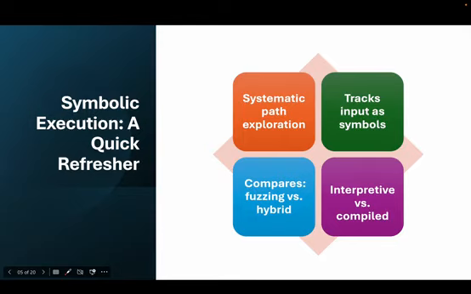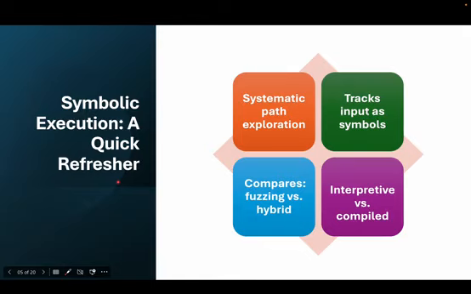Whereas traditional fuzzing randomly generates and mutates inputs hoping to stumble on bugs. It's fast but can miss deep paths where a series of specific conditions must be met.